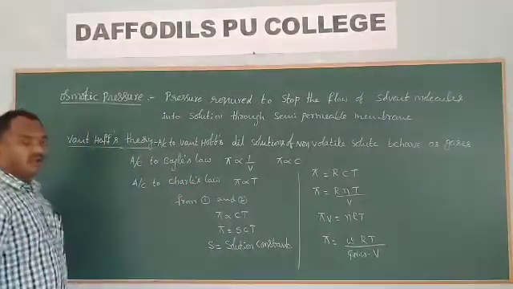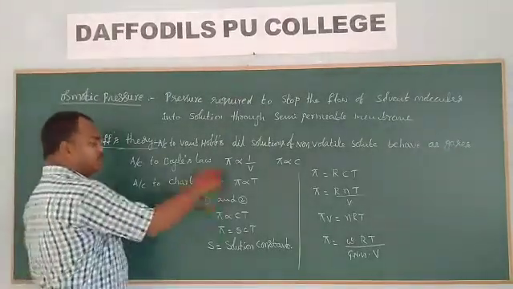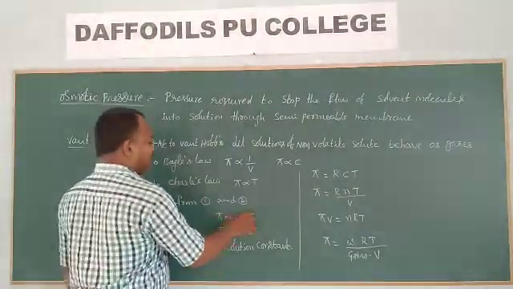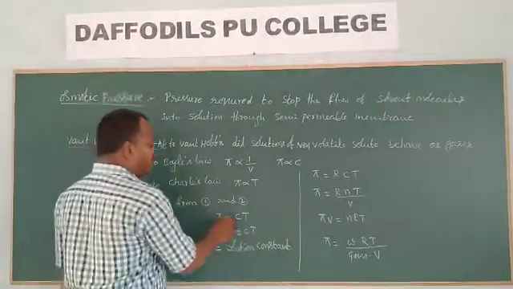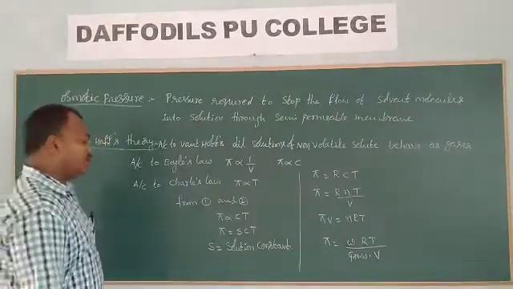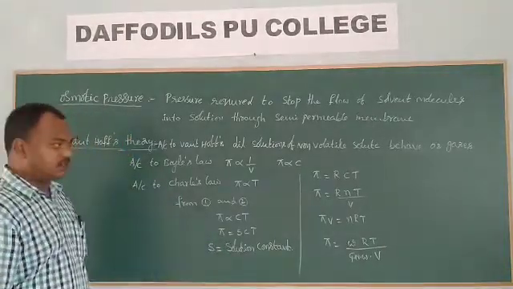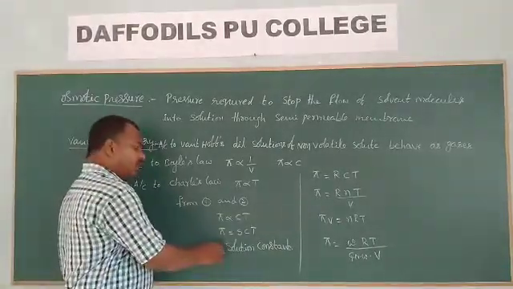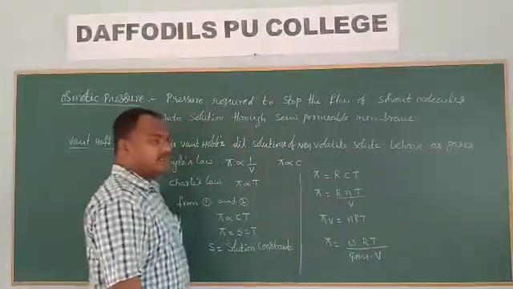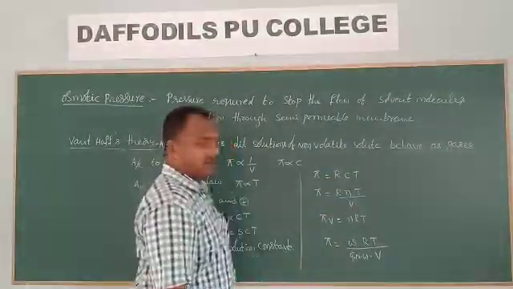According to Charles's law, pi is directly proportional to absolute temperature. From these two relations, pi is directly proportional to CT. By removing the proportionality, we can substitute a proportionality constant, S, which is the solution constant. The value of S is nearly equal to the value of the gas constant. Hence, instead of S, we can take R.